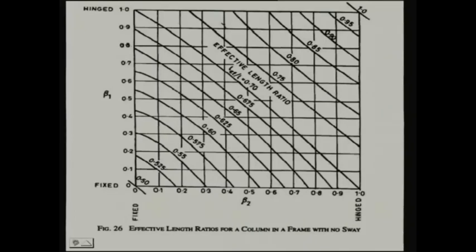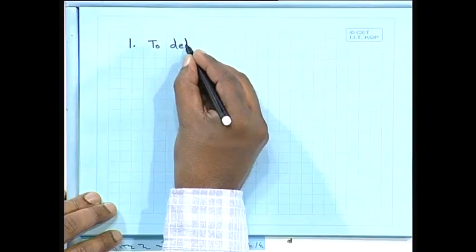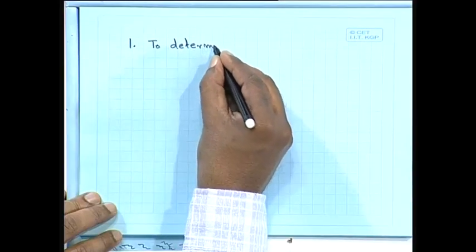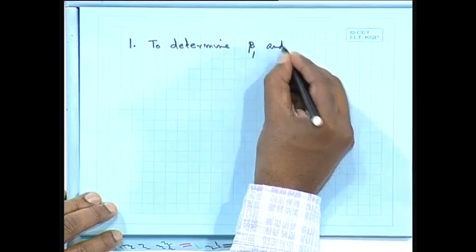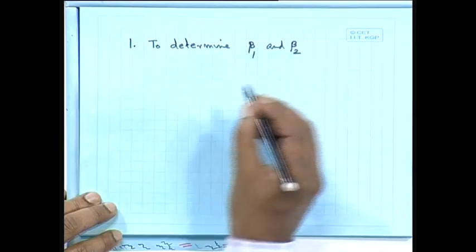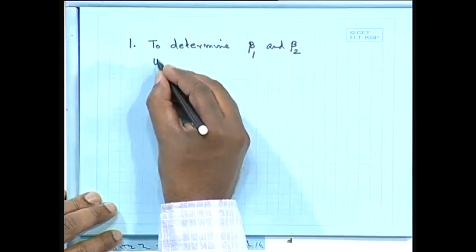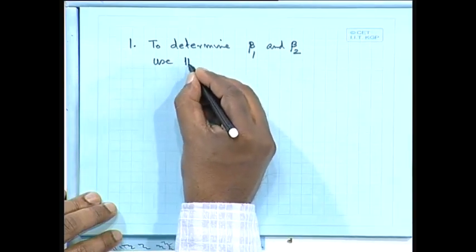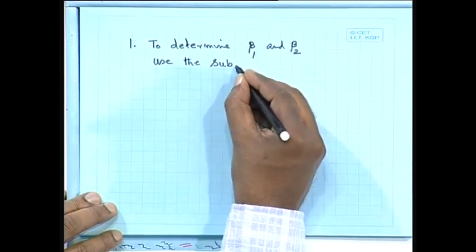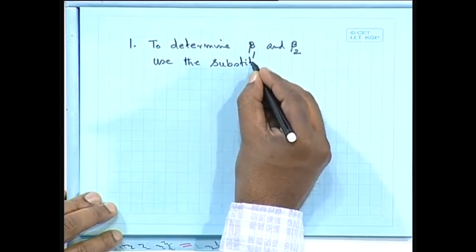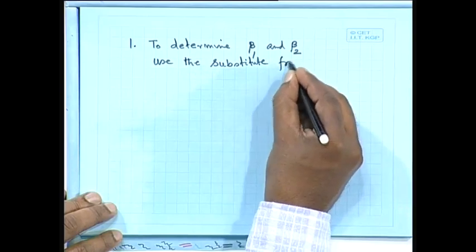What shall we do then? Let me write down a few steps. To determine beta 1 and beta 2, use the substitute frame method.